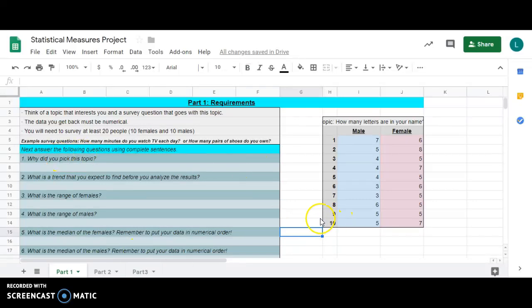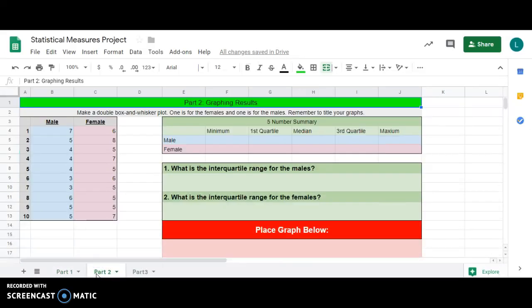All right, so for part 2, you'll see that your numbers from part 1 will automatically show up in part 2. And so for part 2, we are going to make a 5-number summary, and then we are going to answer those 2 questions and then make a graph. So first, we need to make our 5-number summary.